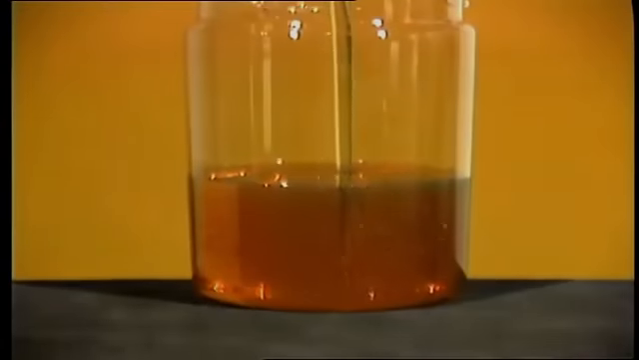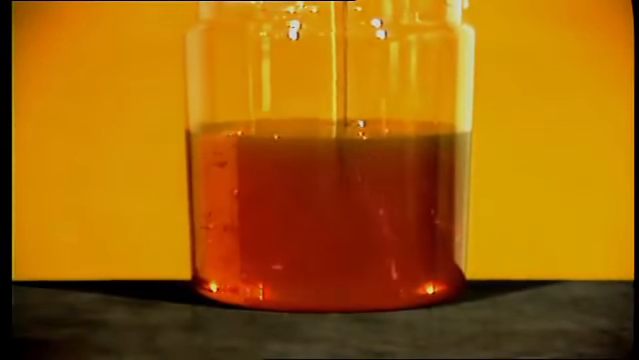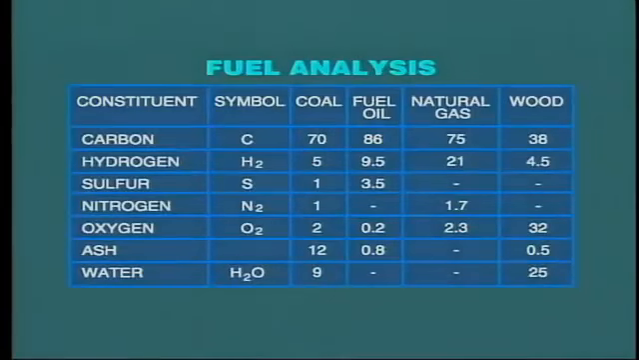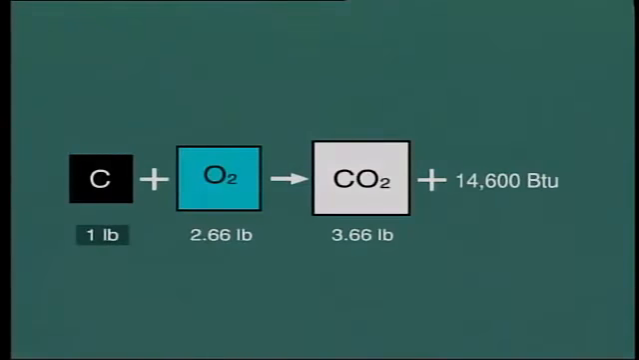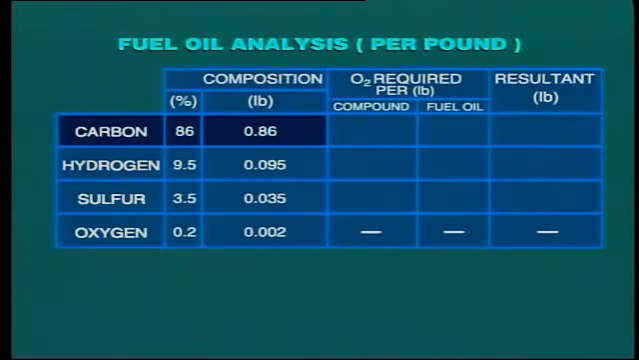Once again, let's take our fuel oil analysis as typical, and from this calculate the theoretical amount of air which must be provided to completely burn the fuel. To do this, we have to look at each element separately, that is the carbon, hydrogen, and sulfur content. We pointed out before that for 1 pound of carbon, we need to provide 2.66 pounds of oxygen, and this produces 3.66 pounds of CO2.